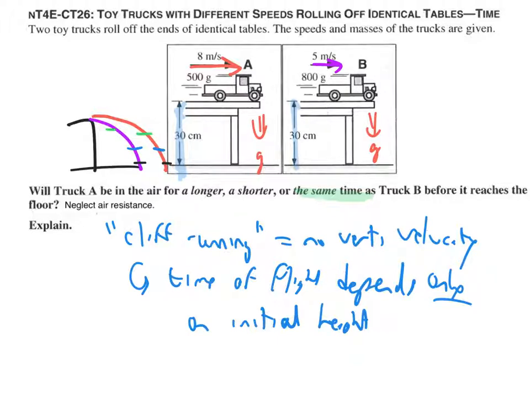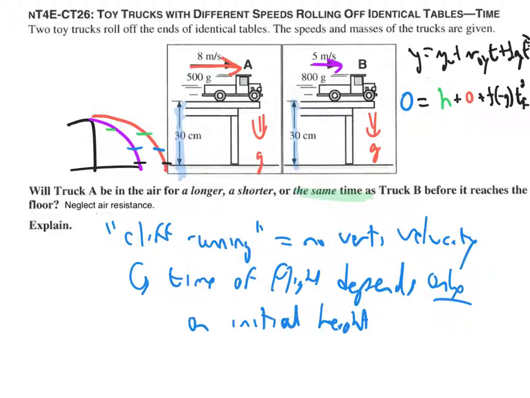The way to see this is to remember that we have y equals y0 plus v0y t plus 1/2 ay t squared, and we know that we end on the ground and it starts at some height h, and then we have no vertical velocity, so this whole term is 0, and then we have plus 1/2 times minus g times t flight squared. We end up with the equation 0 equals h minus 1/2 g tf squared, and if we're looking for the time of flight, we can see that it depends only on h.